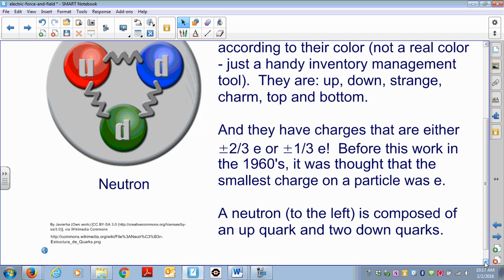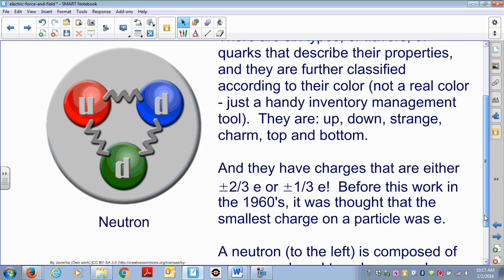A neutron to the left is composed of an up quark and 2 down quarks. So you can see that if you take the charges and add them up together, you end up with 1/3 plus 2/3, which will end up giving you your total charge of nothing.